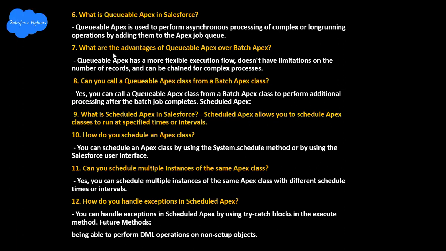Next question. What are the advantages of Queueable Apex over Batch Apex? Queueable Apex has a more flexible execution flow, does not have a limitation on the number of records, and can be chained for complex processes.